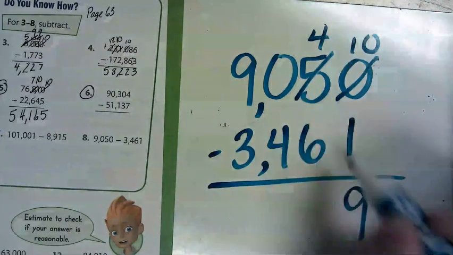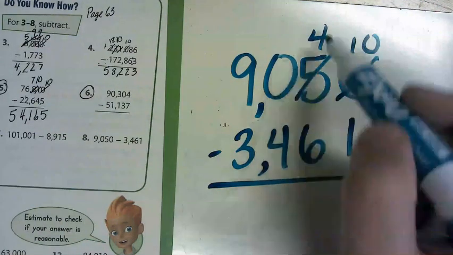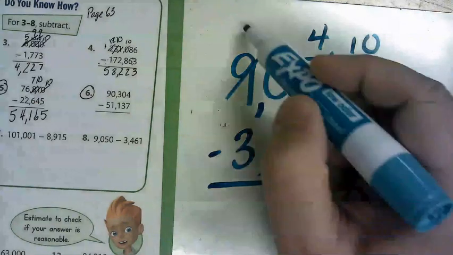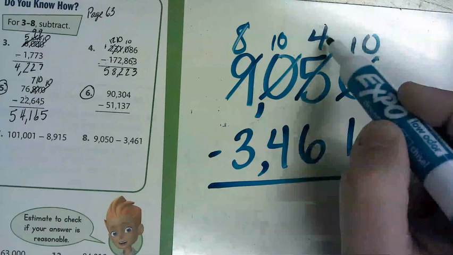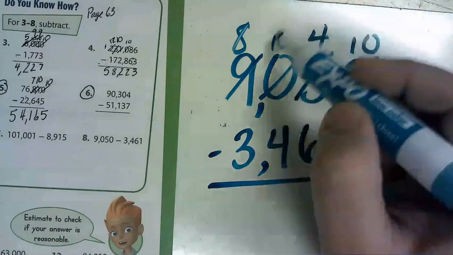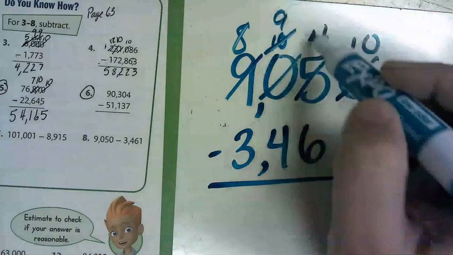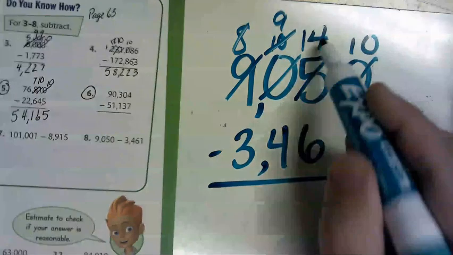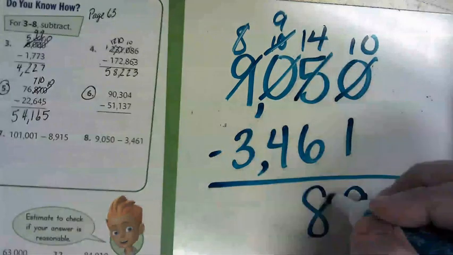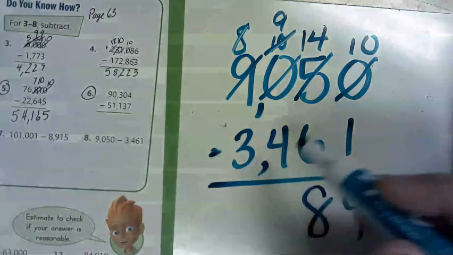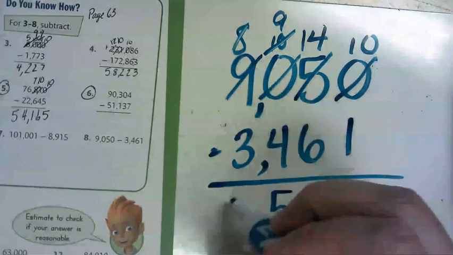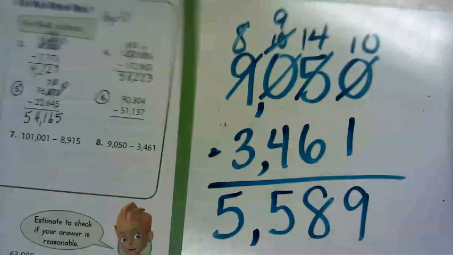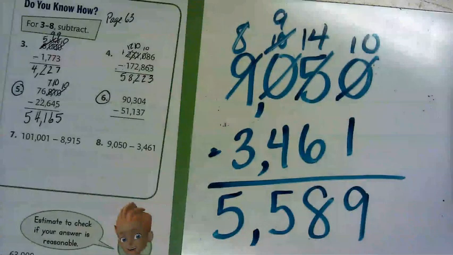4 minus 6, I can't do that, so I go next door, but there's nothing there. So I go next door again. My 9, I can take 1 away to become an 8. My 0 becomes a 10. And now my 4 has something to take from. So I'm going to take that and turn it into a 14. 14 minus 6 is 8. 9 minus 4, I can solve that one. It's 5. And then 8 minus 3 is 5. So our final answer, 5,589.